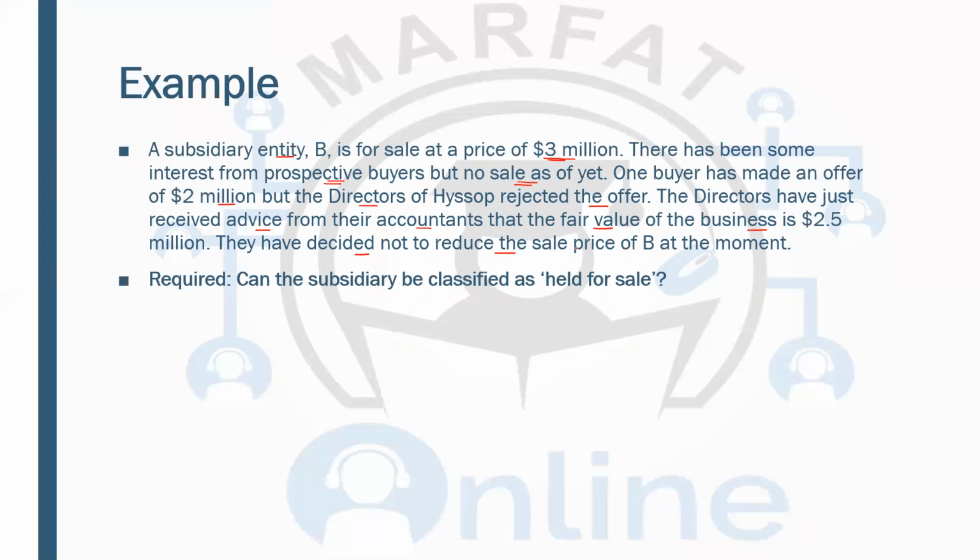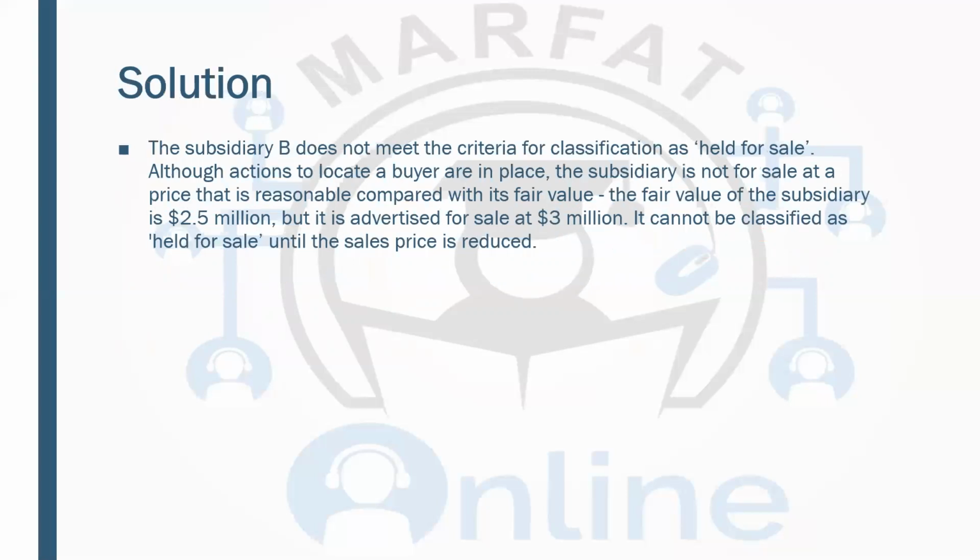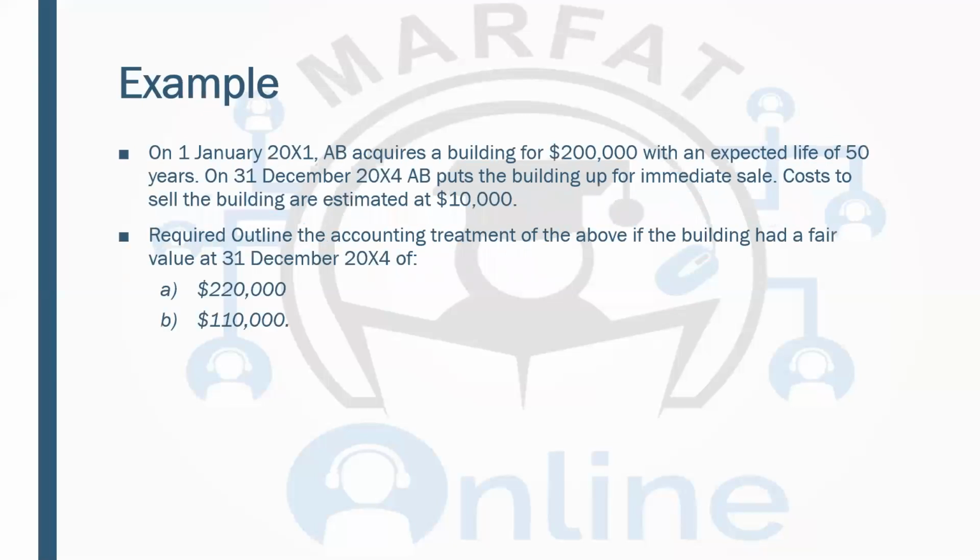The directors have just received advice from their accountants that the fair value of the business is 2.5 million, and they have decided not to reduce the sale price of B at the moment. So that means it is being marketed above its fair value. When you are marketing any asset above its fair value, there are fewer chances that anyone is going to purchase it, because nobody will pay more than fair value. So can the subsidiary be classified as held for sale? No, it should not be classified because you have advertised it above its fair value. In order to classify it as held for sale, you have to reduce the price to its fair value. Then it can be classified as a subsidiary held for sale.